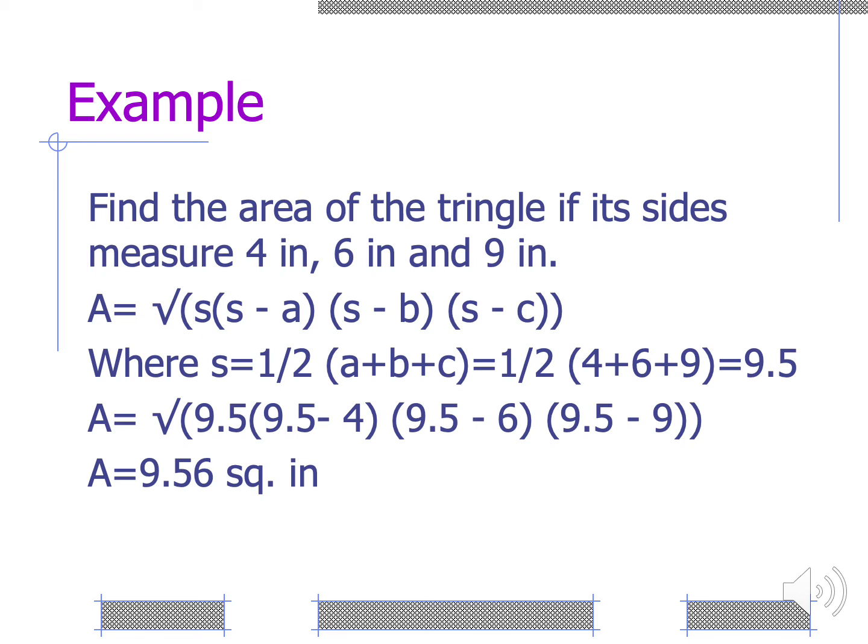or that is 9.5. So the area now is the square root of 9.5 times 9.5 minus 4 is 5.5, times 9.5 minus 6 is 3.5, times 9.5 minus 9 is 0.5, and get the square root. So the answer is 9.56 square inches.